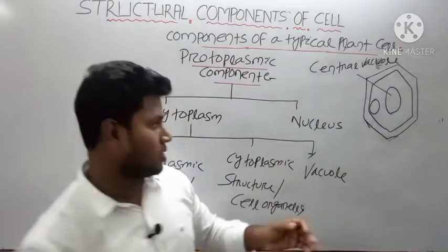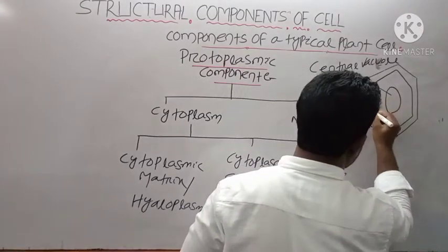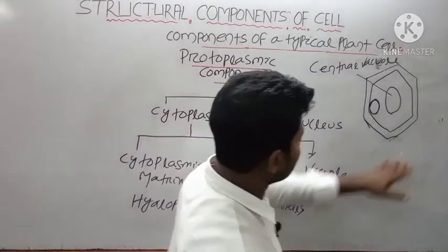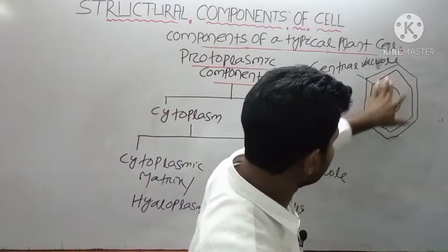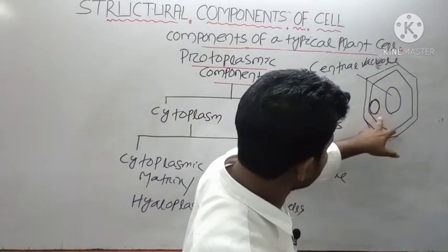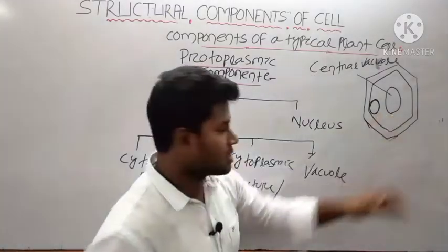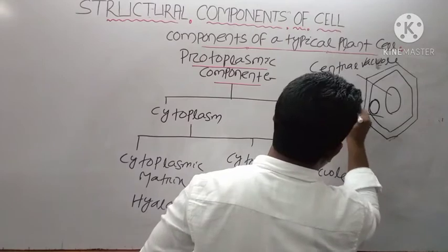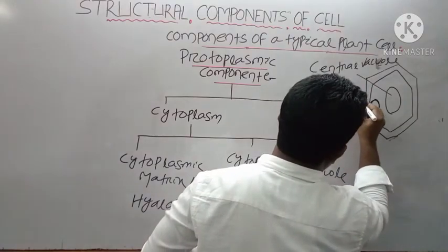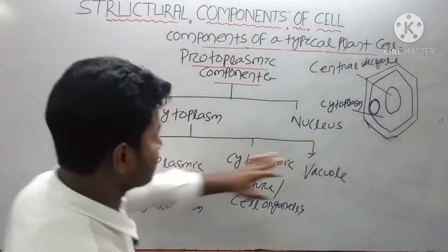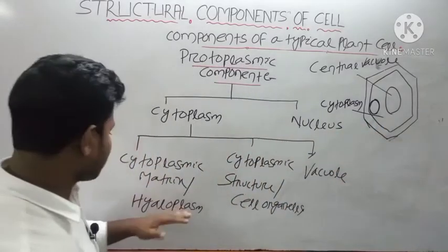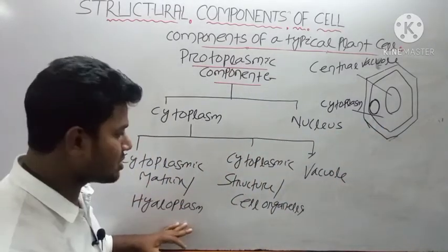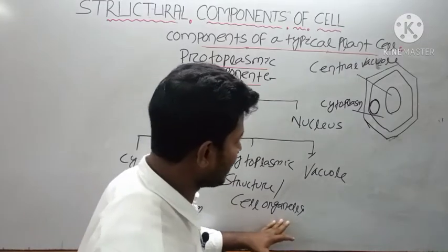Due to the presence of the vacuole, the nucleus will be present towards the periphery, near the plasma membrane. Suppose this is our nucleus; then the whole fluid present between the nucleus and plasma membrane is known as cytoplasm. This cytoplasm is divisible into the cytoplasmic matrix, that is hyaloplasm, and the cytoplasmic structure, that is cell organelles.